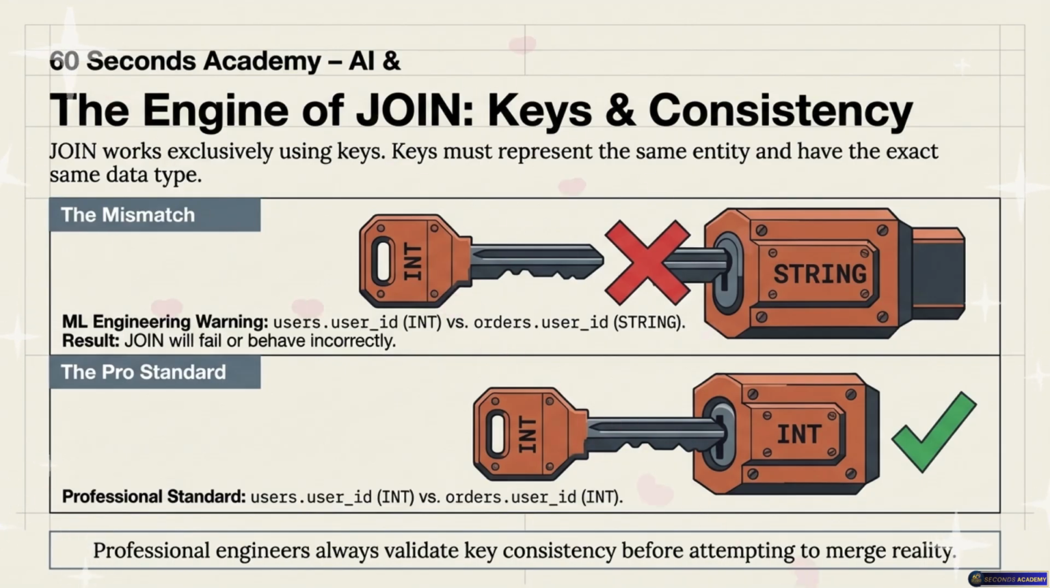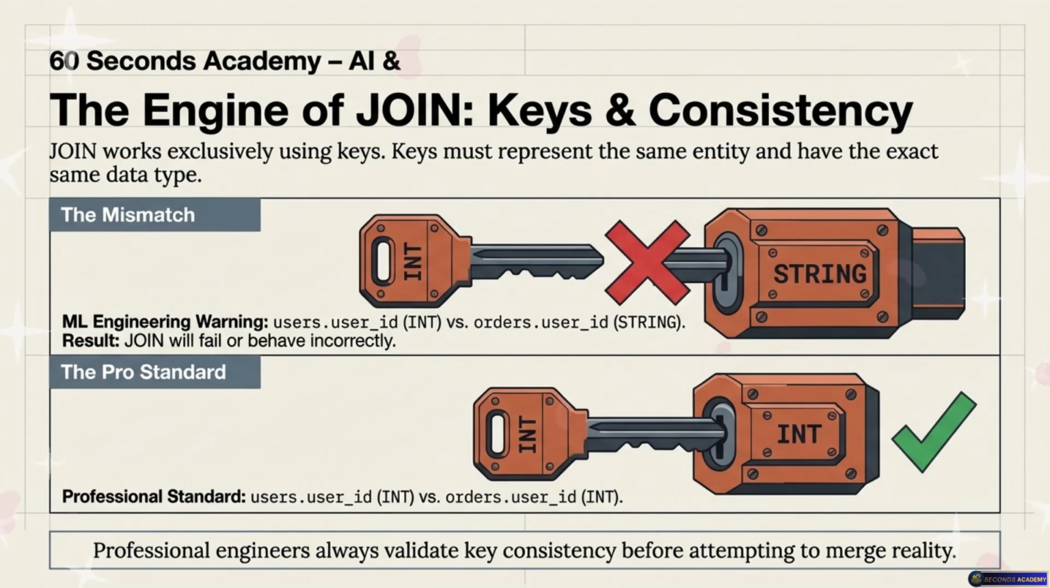But, and this is a huge but, this brings us to a critical engineering trap that quietly destroys data pipelines all the time. The data types of those keys must match perfectly. Okay, let's unpack this. So even if the ID is the exact same number, like 101, if the computer thinks one is math and the other is a word, the whole reality we are trying to rebuild just breaks.